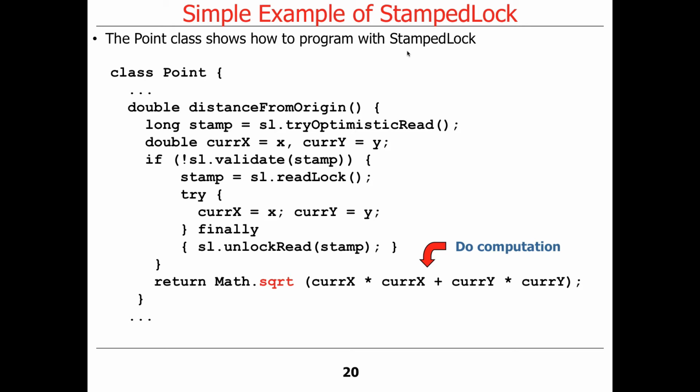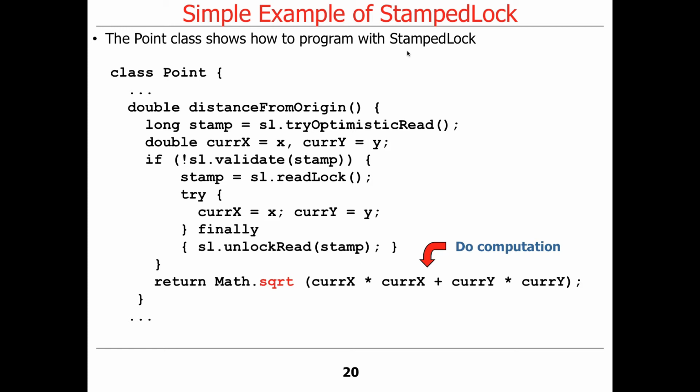Adam? You said when there aren't many writes going on, this can be more efficient than using read locks normally. Can you explain why that is? When there aren't many writes going on, it's likely that by the time we get the observation stamp, read the values, and validate, nothing will have changed. Because if there aren't many writes, they probably haven't written, right?